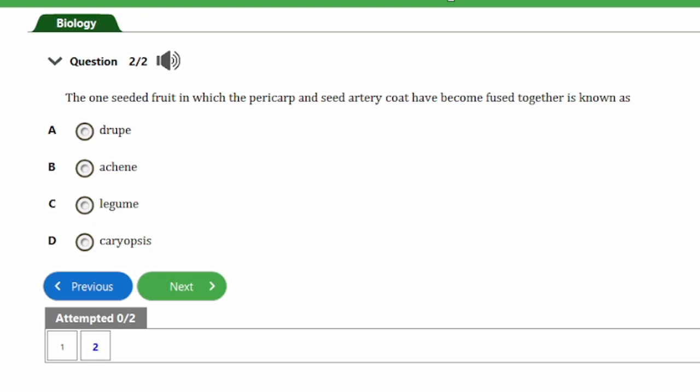The Caryopsis is a type of fruit in which the pericarp, that's the fruit wall, derives from the ovary, and the seed coats are fused together, and it contains only one seed. So this is actually typical of grains like corn, wheat, rice, and so on. So guys, the other options here, that's drupe, achene, and legumes, are just types of fruits, but they do not have the characteristics of having the pericarp and seed coats fused together. So guys, the correct answer to this question is option D.